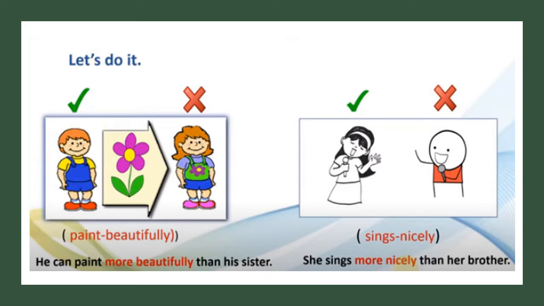Number two. Here we are going to compare also using paint and beautifully. As we know, beautifully is a long adverb. He can paint more beautifully than his sister. Yes, both of them can paint, but one can paint more beautifully than the other. Number two, let's compare using sing and nicely. She sings more nicely than her brother.